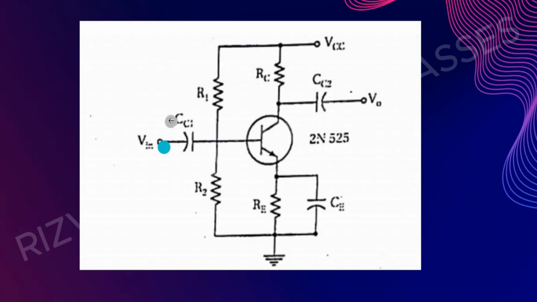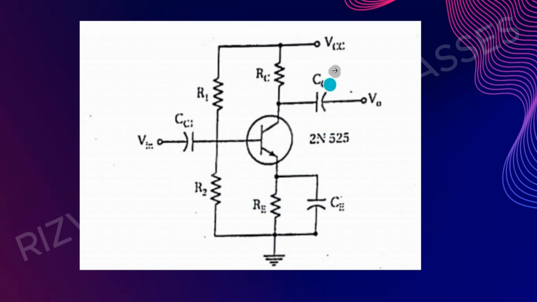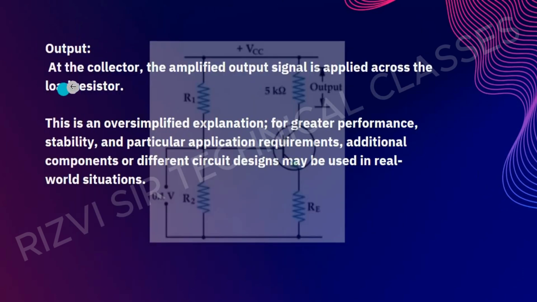Here is the simple circuit. As you can see, this is the coupling capacitor at the input end, and R1 and R2 are forming the voltage divider. This is our transistor, this is the collector end, and this is the emitter end. We are taking output across this resistor. What is the output? At the collector, the amplified output signal is applied across the load resistor.